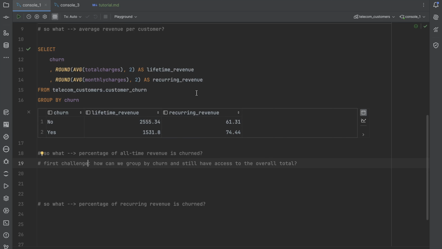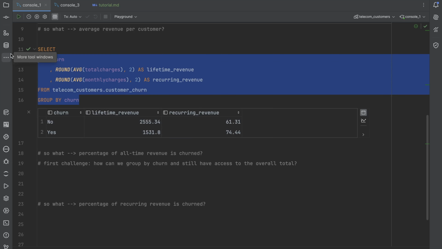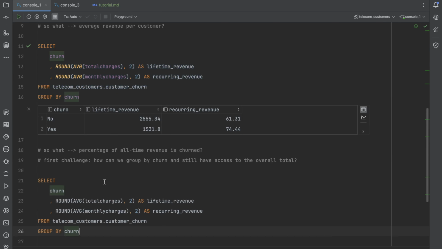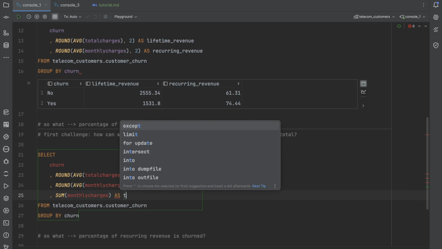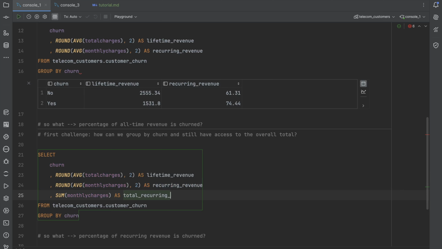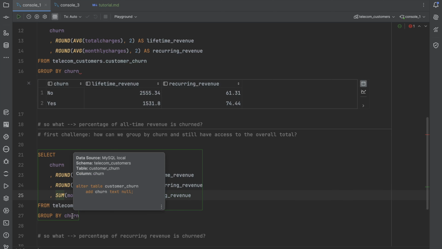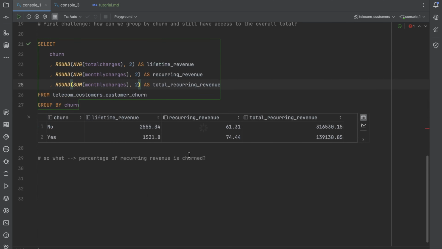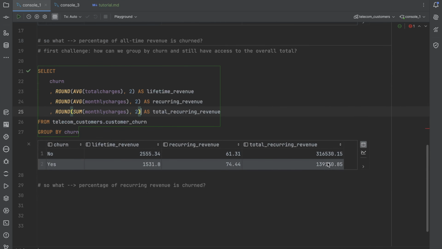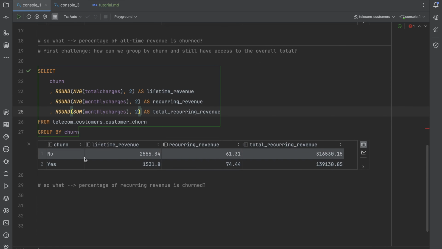If I try to sum the revenue, let's just take this and paste it down below. If I add in here the sum of monthly charges, I call this total recurring revenue. I have every intention of this being my total. Let's also round this. The trouble is this isn't really a total zoomed out. This is a total that's still being grouped by our churn, this yes or no.